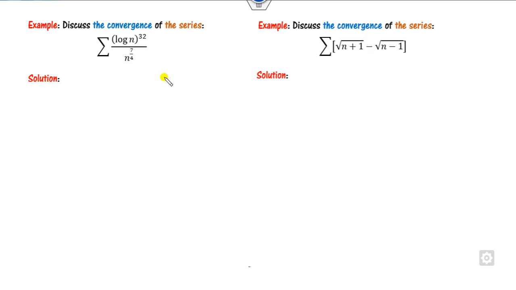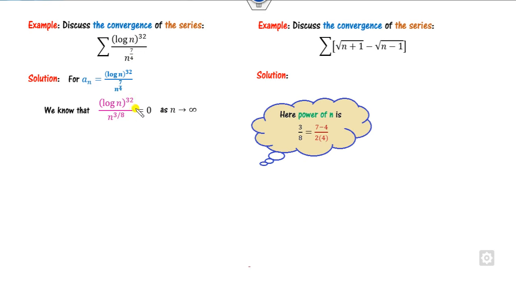Look at another one. Now that is a very interesting question. Whenever there is a log of n, we always know that this quantity goes to 0. But the question arises: look at that. This is a numerator, this is the numerator, that's fine. But here the power is changed. How do you compute 3 by 8?